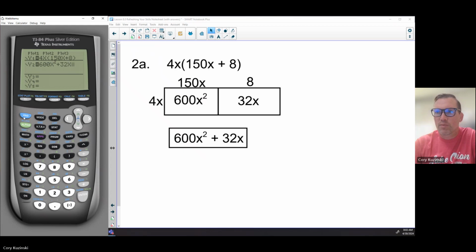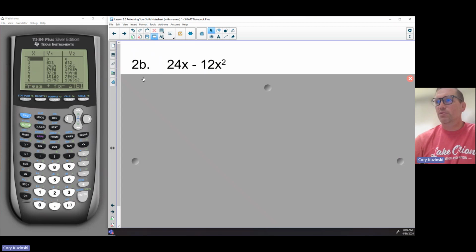And we'll look at the tables, and we'll see that those tables are equivalent, meaning this original expression in factored form is equivalent to this new expression in expanded form. Some people might say, well, I want to simplify this to, I don't know, 632x cubed maybe. But you'll see that those tables are not equivalent, so those expressions aren't equivalent. Let's move on to another one.